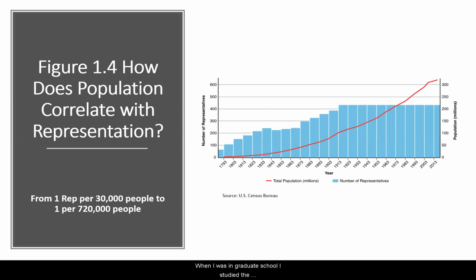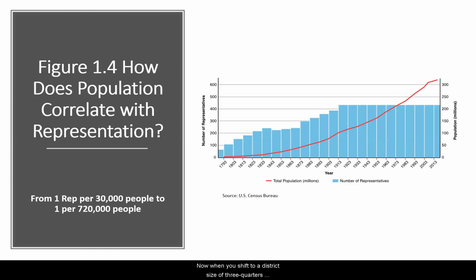When I was in graduate school, I studied the campaign of a candidate for office to the Colorado State General Assembly in a district that was about this size, about 30,000 people. Over the course of the campaign, he knocked on every single door in the district, trying to have one-on-one conversations with as many voters as possible. That's the kind of personal style of politics that is possible in a district of that size.